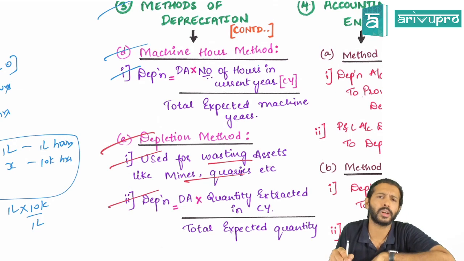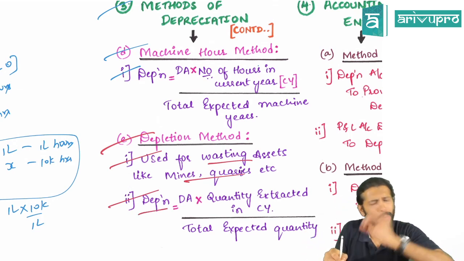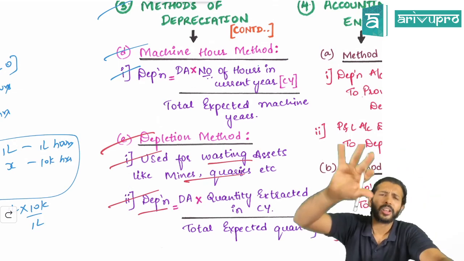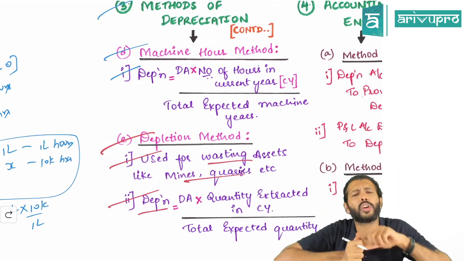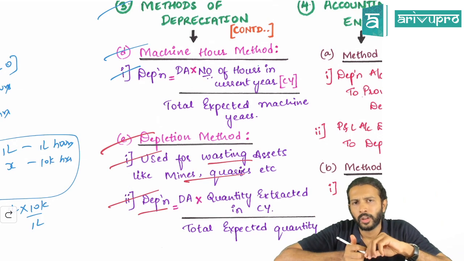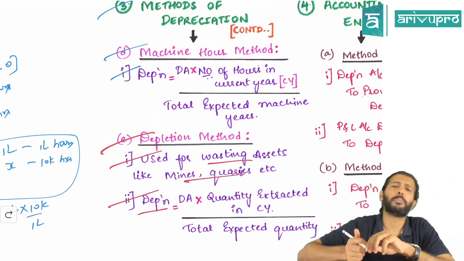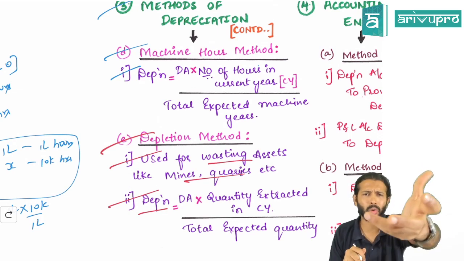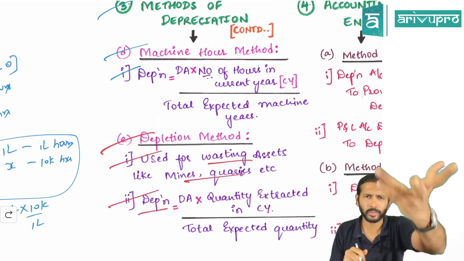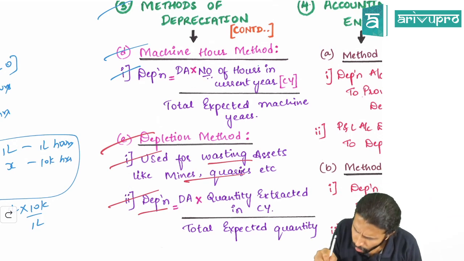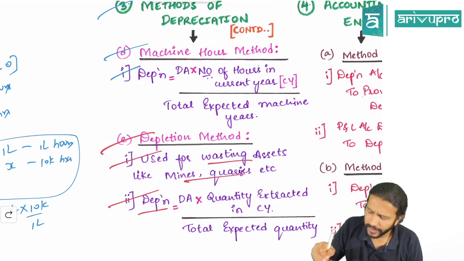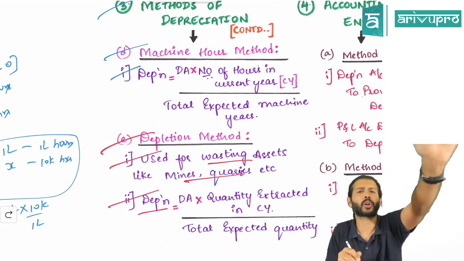How does the depletion method work? Depreciation is given by the same formula: DA, that is, depreciable amount, multiplied by, from a gold mine, what are you going to extract? From an iron ore quarry, from mineral ore quarries, what do you extract? From an iron ore quarry, you're going to extract iron ore, correct? From a gold mine, you'll extract gold. So your multiplication will be quantity extracted in the current year divided by total expected quantity to be extracted.